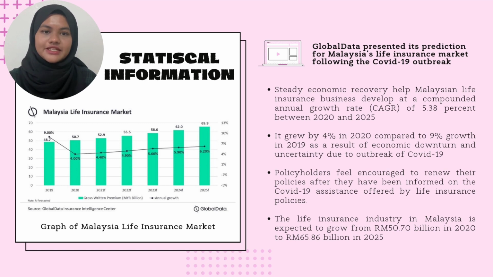Consumer spending was constrained and the life insurance industry was affected by the economic downturn and uncertainty due to the outbreak of the COVID-19 pandemic. The life insurance industry grew by 4% in 2020 compared to 9% growth in 2019 as a result of this situation. Policyholders feel encouraged to renew their policies after they have been informed on the COVID-19 assistance offered by life insurance policies, along with the increase in awareness of its importance to us now. This resulted in premium income from renewals climbing by 6.32% in 2020 as opposed to 7.49% in 2019.